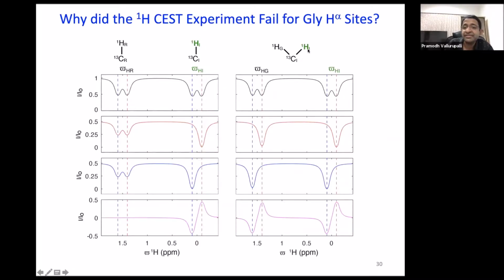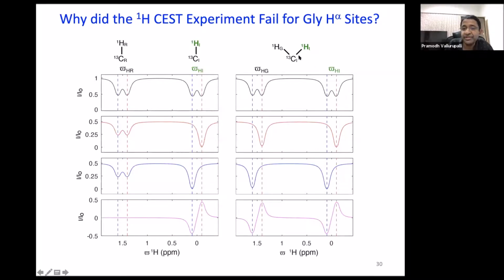So in the case of glycine H alpha, we have two protons. Let's call this the proton of interest, but both of them are connected to the same C13 nucleus. If you calculate the CEST profile for this proton, again in the absence of exchange, we see two dips here because we are not doing C13 decoupling, and the same here, we see two dips for this one. They come because of the NOE between the two. And so superficially, these two look very similar to each other.